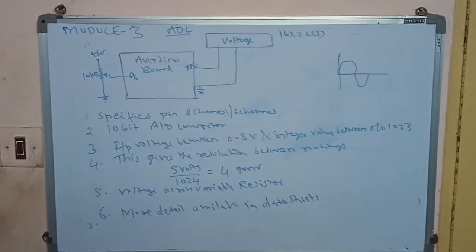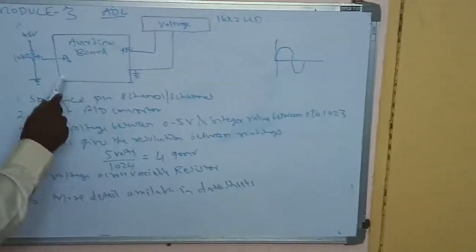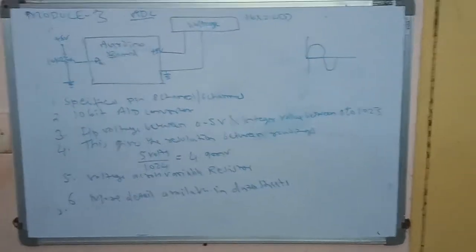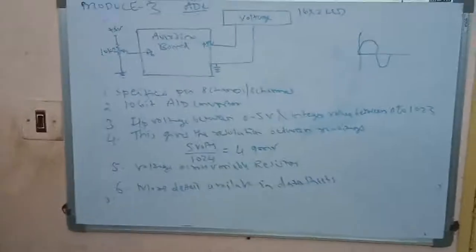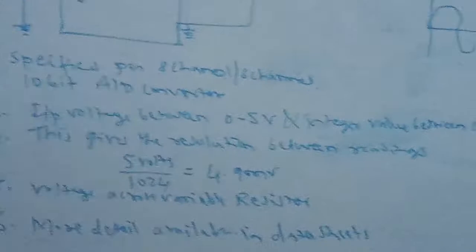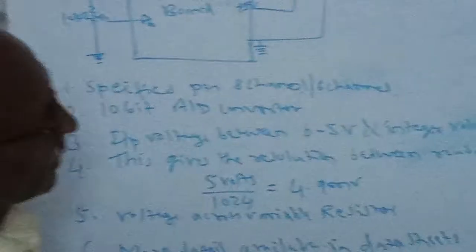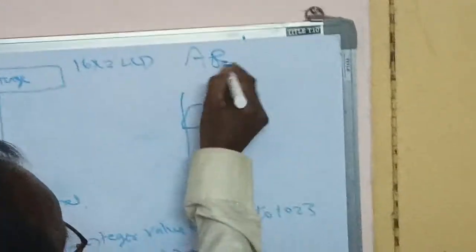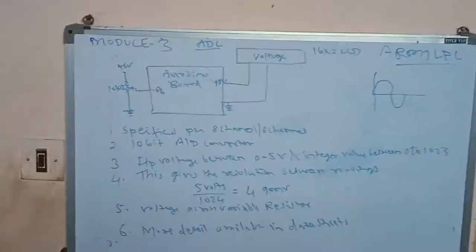So these are the major parameters you should know. Point number 1 is the specified pin. It may contain an 8 channel or 6 channel analog to digital converter, depending on the manufacturers, who design different varieties of A to D converters. You can use a microprocessor, a microcontroller, and also ARM7 processors, the ARM7 low power control device embedded system, to convert analog to digital.